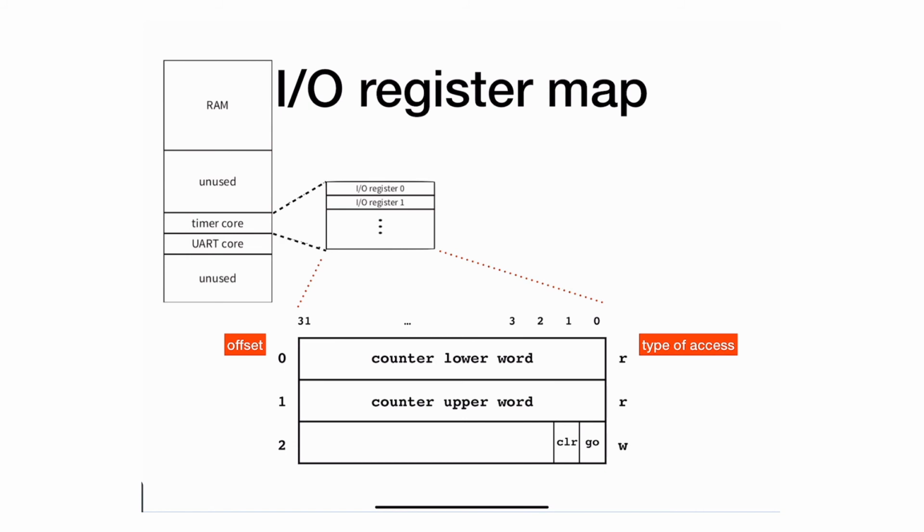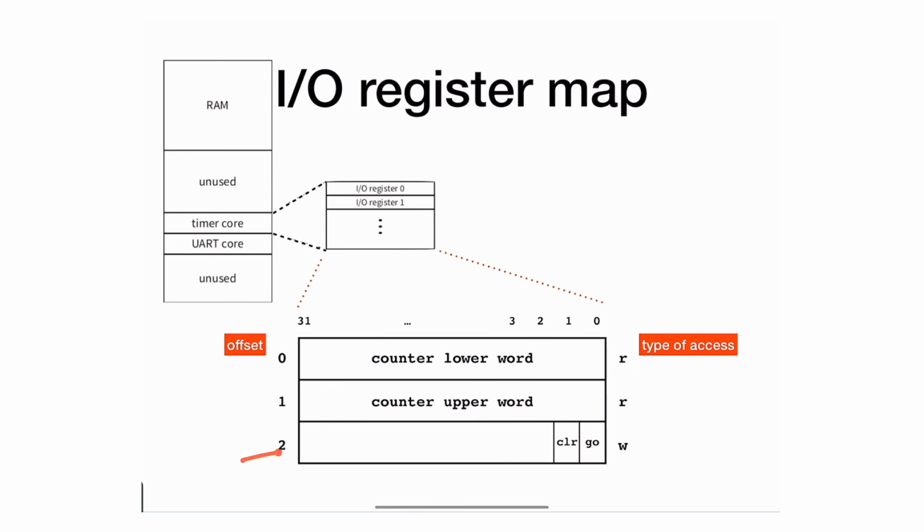As it turns out, at offset 0, this is here the offset, I have the lower word of the counter, and at offset 1 I have the upper word of the counter. And in a counter, or basically the timer, I'm not going to write into it, I'm just going to read it, and that's the type of access you're going to see. As opposed to RAM, where any location is readable and writable, in an I/O register map you might want to know whether it's readable or writable. It's actually important. You shouldn't be writing into a timer. You should just read from it.